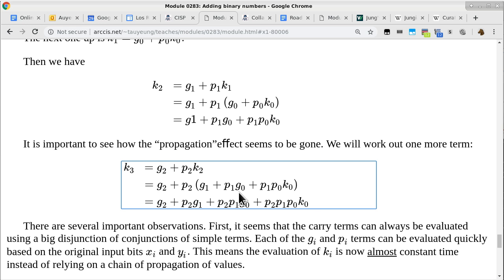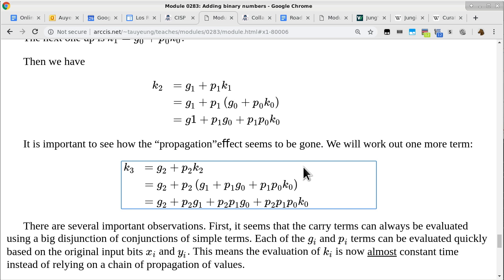Yeah, so there's a pattern, because in order to calculate K of I, the last term is going to be P I minus 1, P I minus 2, all the way down to P 0, and then K 0. The second last term is going to be P I minus 1, P I minus 2, and then down to P 1, and then you have G 0 here. Let me move the mouse pointer away so you can see better. So there's certainly a pattern to it.